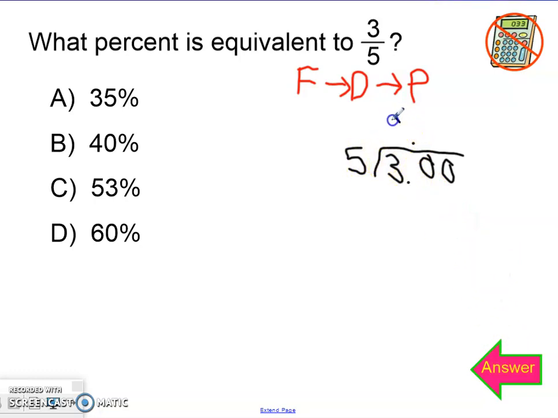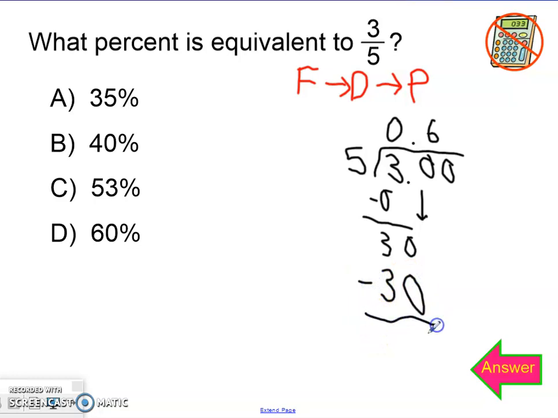I know that 5 won't go into 3, so 5 times 0 would be 0. And then we'll have 3 left over. So now I can bring down a 0, and I need to ask myself, how many times does 5 go into 30? 5 times what would give me 30? Well, I know that 5 times 6 equals 30. So when I do 5 times 6 and I write my answer down below and subtract, I get a remainder of 0. So when I convert 3/5 to a decimal, my answer is 0.6.